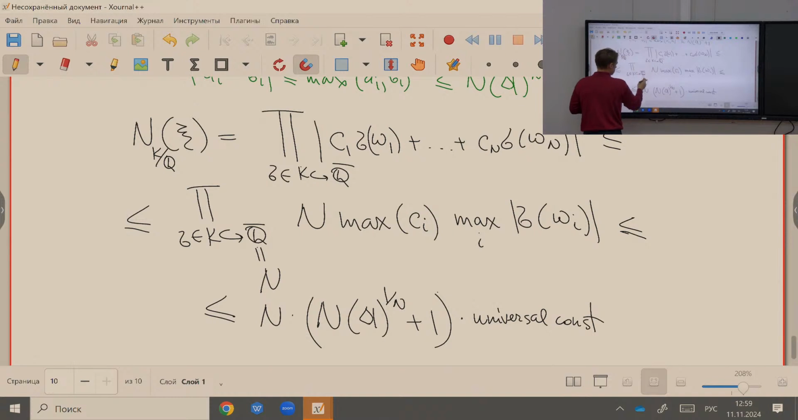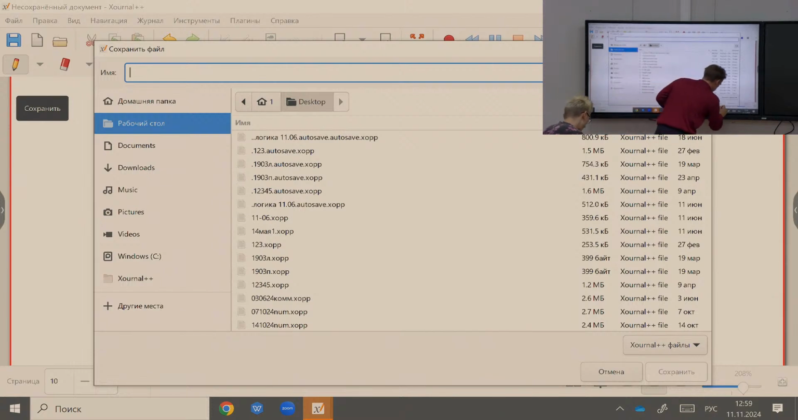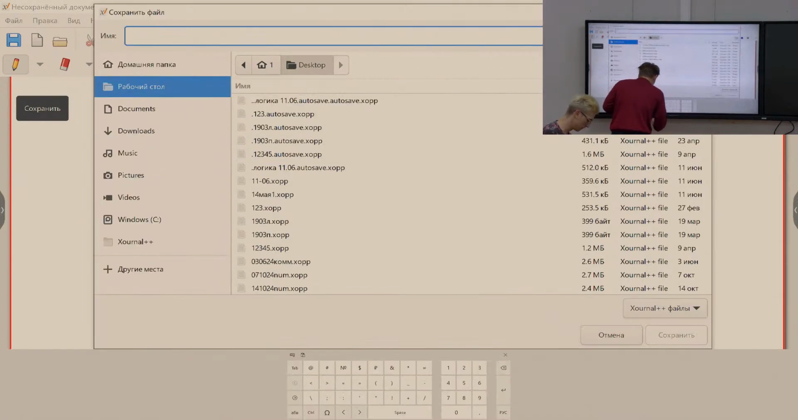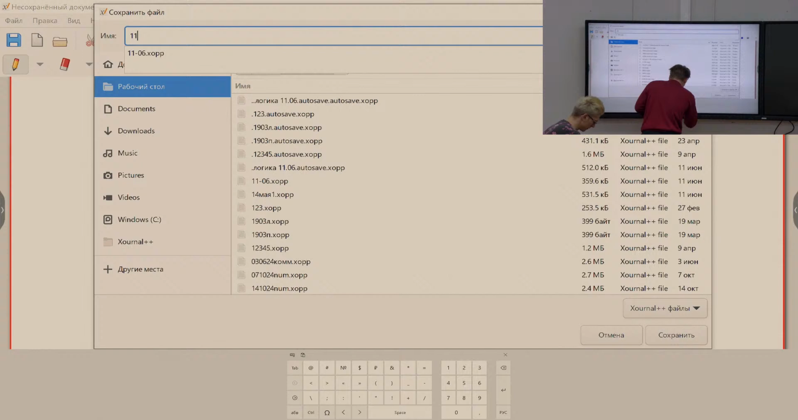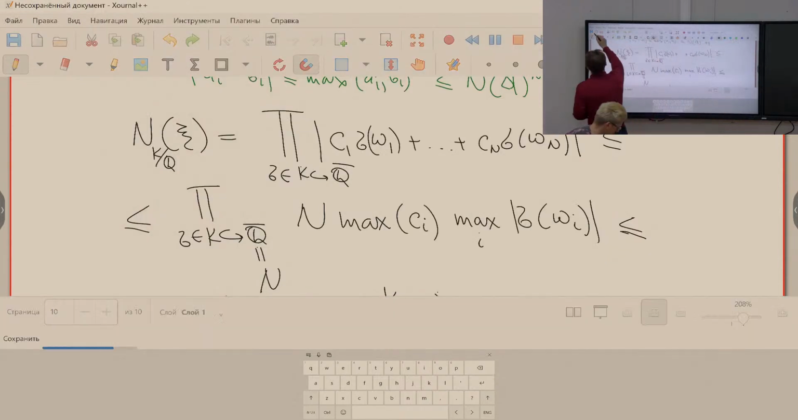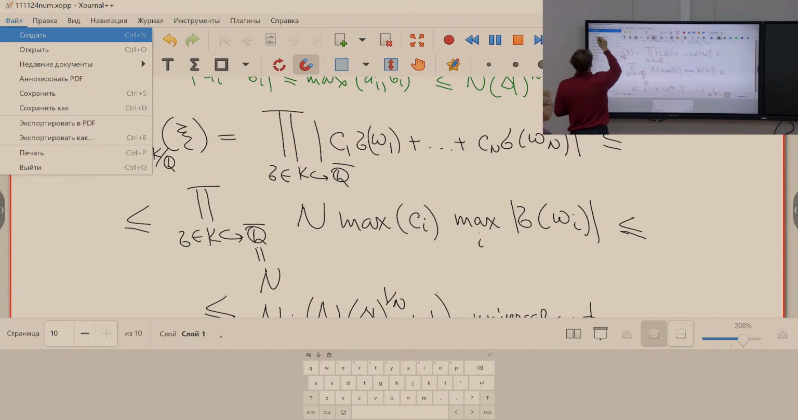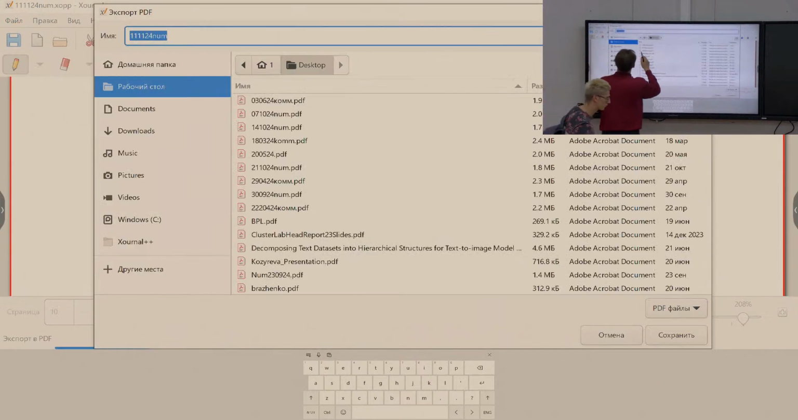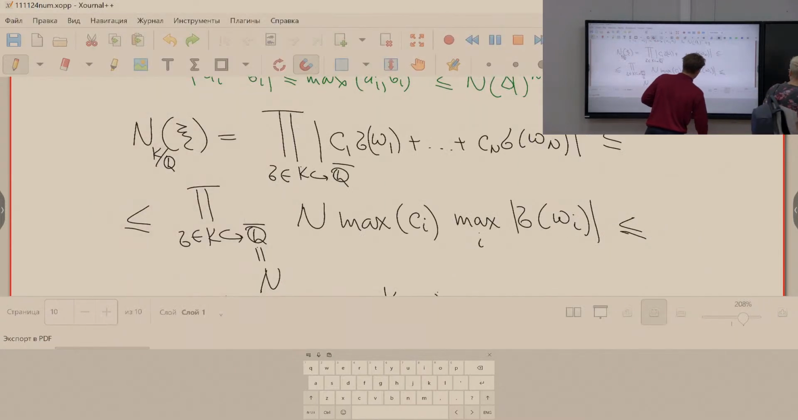Ну, давайте я закончу и в следующий раз. Делаем. Да, все, да. Конвертирую. Все, спасибо. Извините.